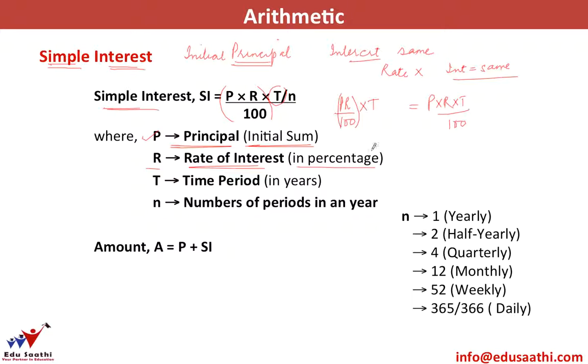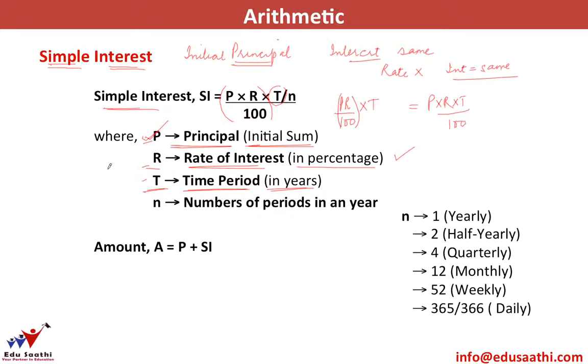For example, you're getting 10% every year. You're getting 12% every year. So that means if you deposit 100 rupees, you'll get 10 more. So if you deposit P rupees, you'll get this much more. So this is in percentage terms. This T, time period, is in years. So P into R into T by 100.